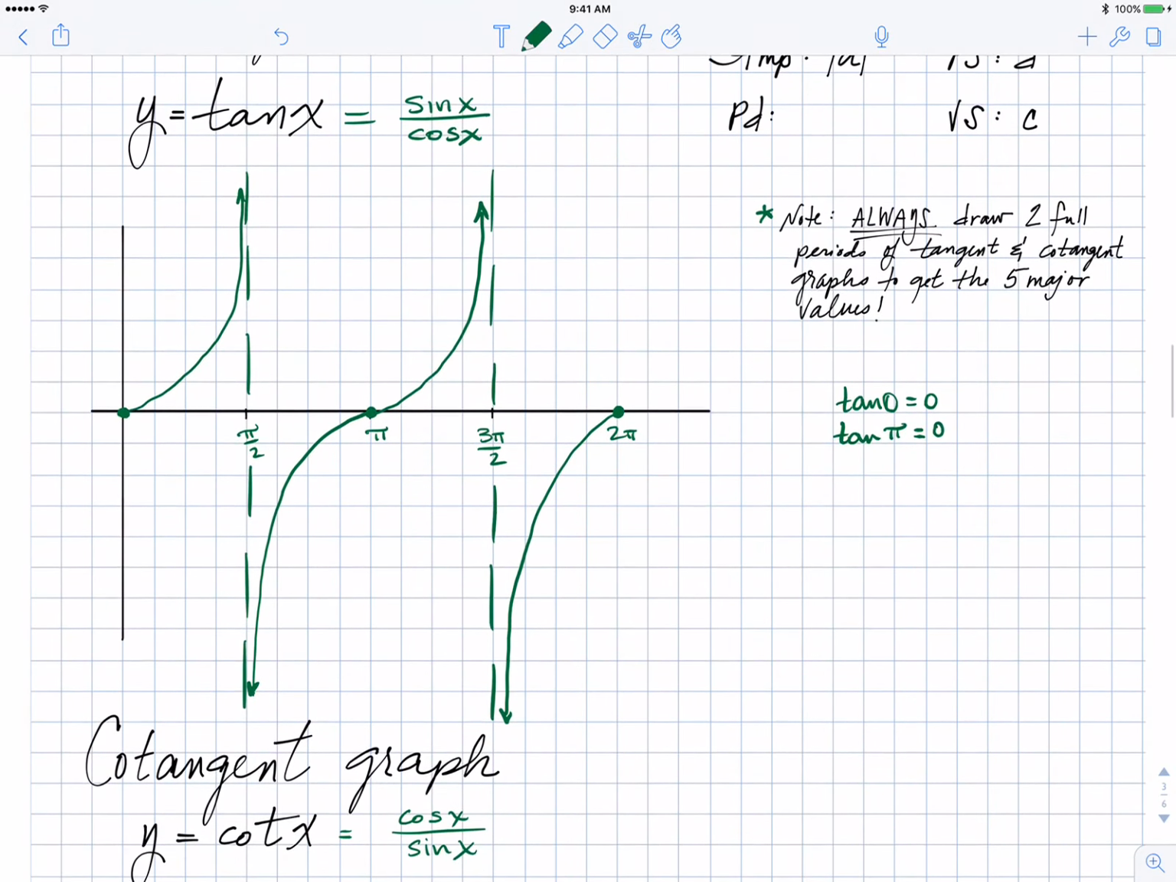Back to our tangent graph, our asymptotes are not at the beginning, middle, and end. Asymptotes are at the quarters. And my tangent graph goes uphill. And there you have the tangent and the cotangent parents.